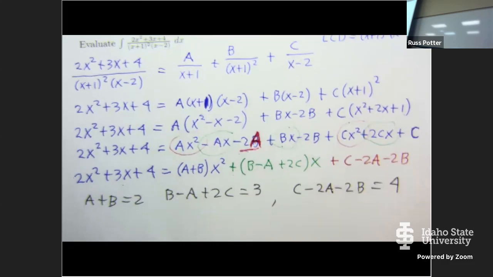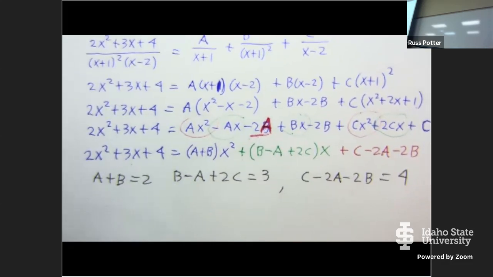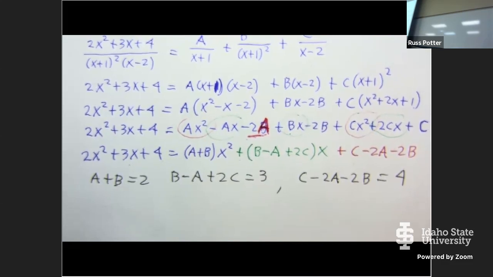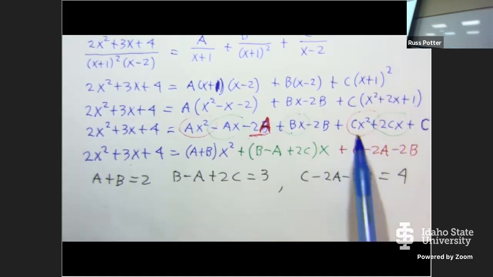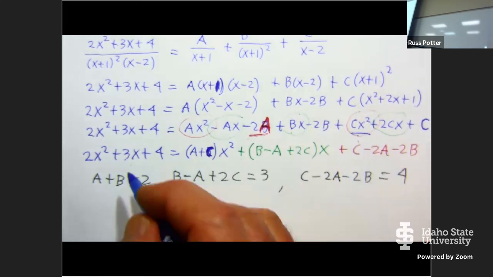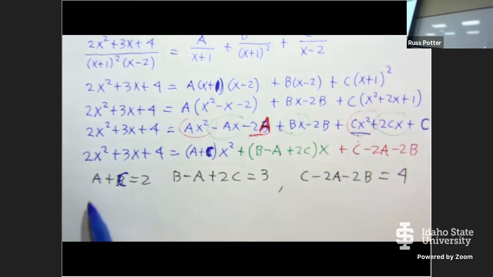Hang on. Something doesn't look right. That a plus b times x squared, shouldn't that be a plus c times x squared? Oh. Yeah. You're right. This should be a plus c. Yeah, so we have a plus c equals 2.